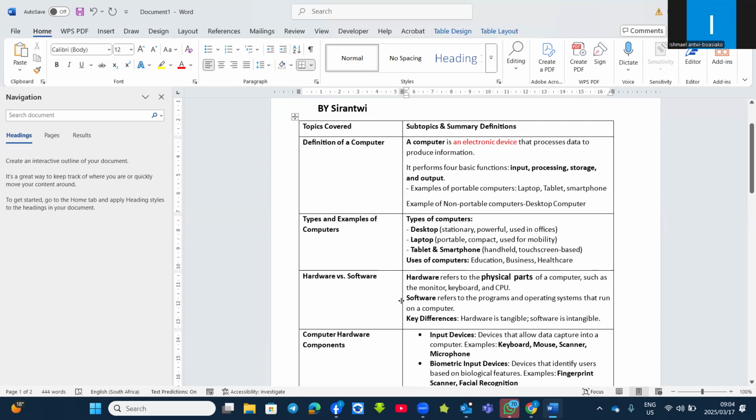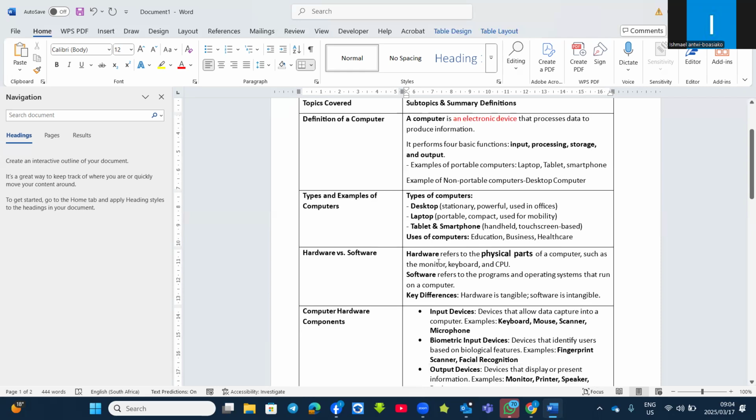All right, you must also know the difference between hardware and software. When we talk about hardware, it refers to the physical part of a computer that you can touch. Examples are the monitor, keyboard, and the mouse. And then software refers to the programs and the operating system that run on the computer. Examples of software are Microsoft Office, Windows, and Android as well.